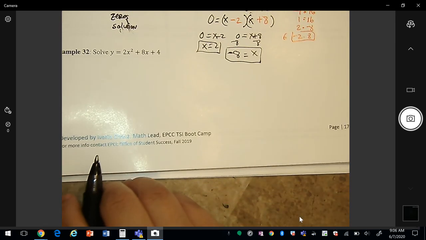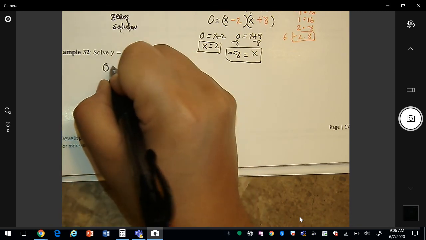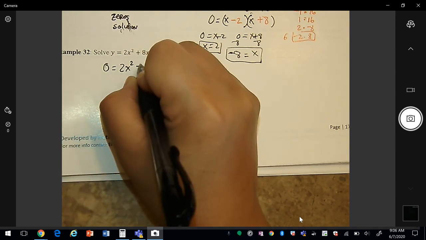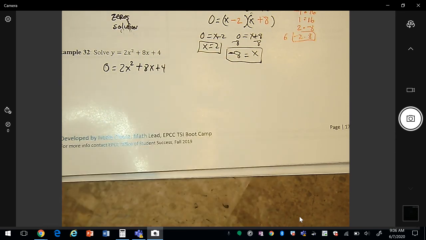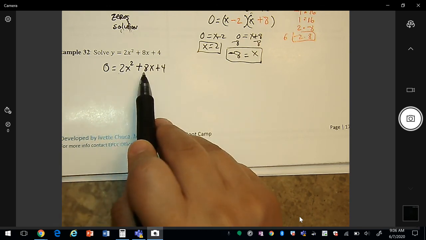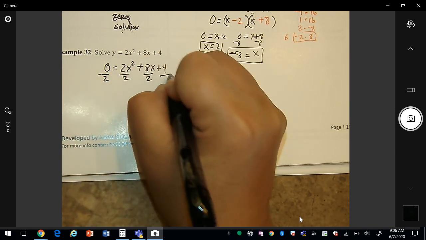Okay, let's try the next one. Solve. So again, solve means to find the zeros. So the first thing is let y equal 0. Okay, so one of the first things that you can try to do is factor out a greatest common factor, or you can jump straight to factoring. But I notice here that they're all divisible by 2, so I can divide everything by 2.